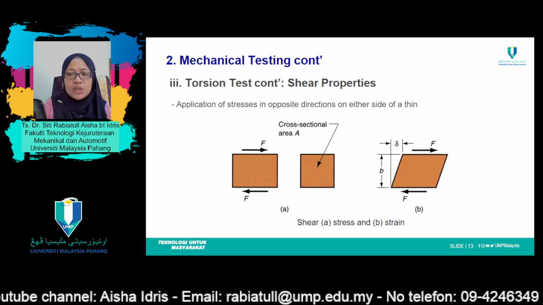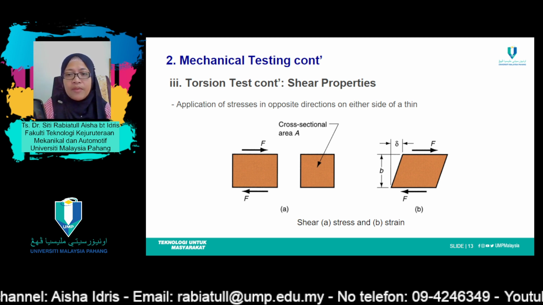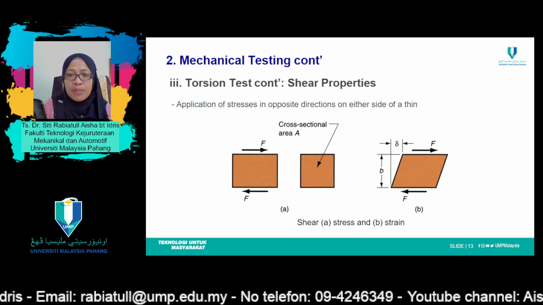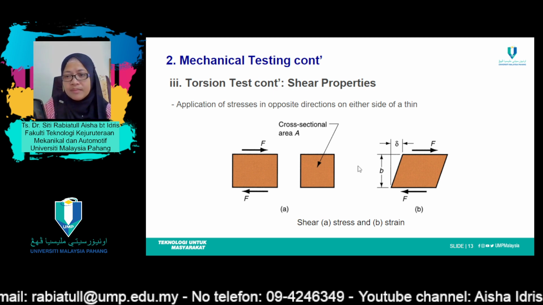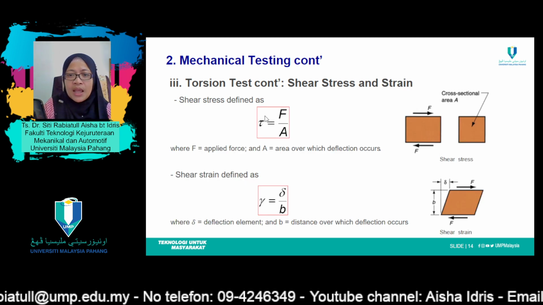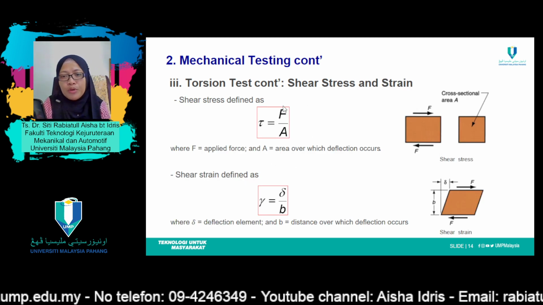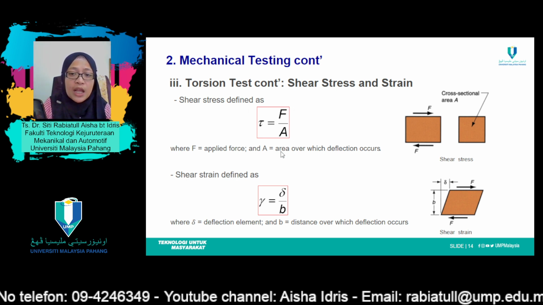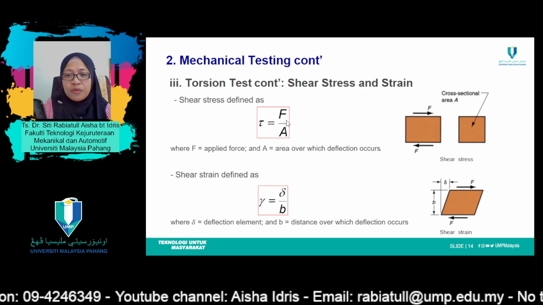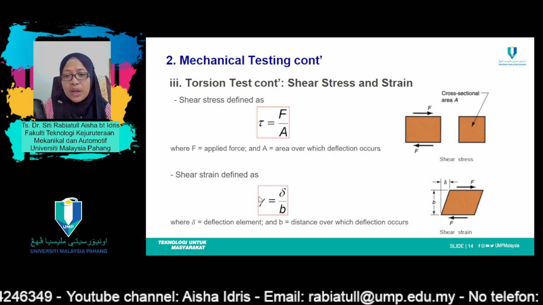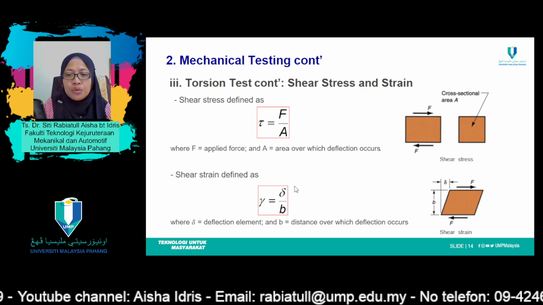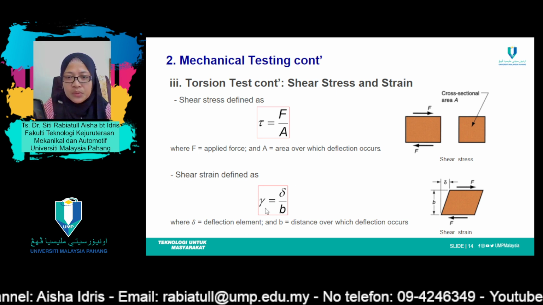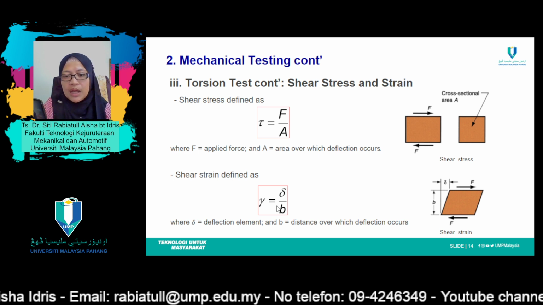Through the torsion test, we should be able to calculate the value of shear stress, with the forces coming from the torsion test itself, like this one. And this is the formula for calculating the shear stress as mentioned in the previous lecture: shear stress equals force over area, whereas for strain, it equals this formula, which is shear strain equals delta divided by b.